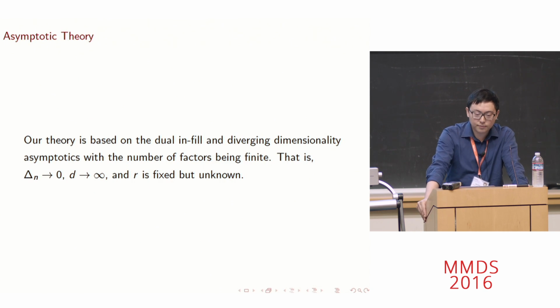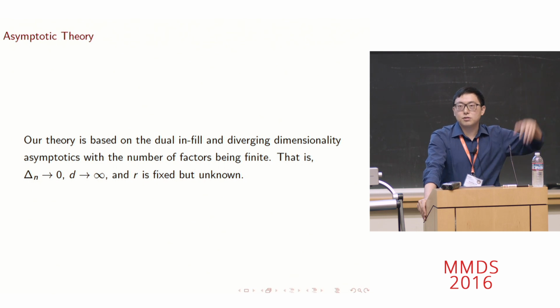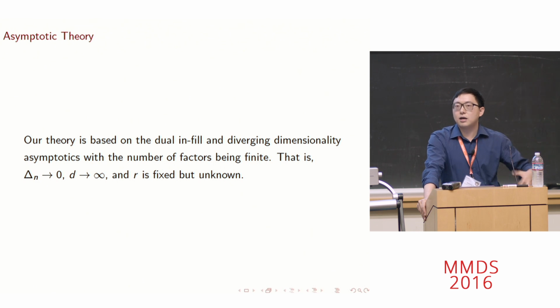Okay, let me skip this slide. So now let me talk about the asymptotic theory. Our theory is based on dual infill and divergent dimensionality asymptotics. Divergent dimensionality simply means the cross-section of assets goes to infinity. At the same time, the infill asymptotics is slightly different from the usual long-span asymptotics, so let me briefly talk about it.